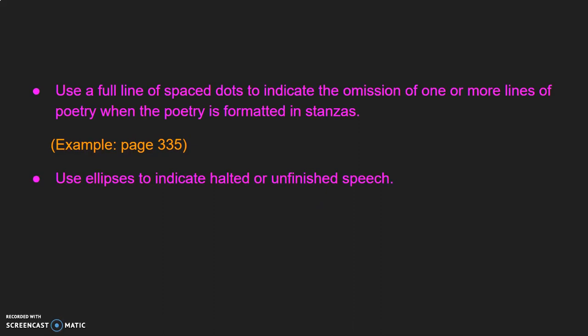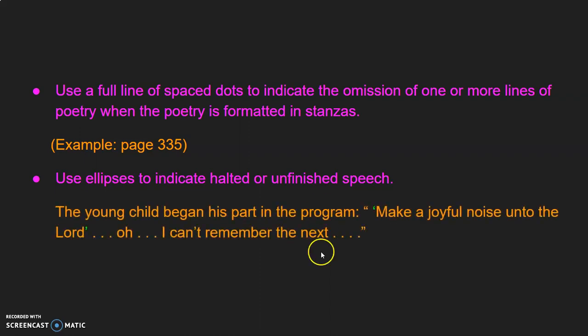Use ellipsis to indicate halted or unfinished speech. So here's an example of that. The young child began his part in the program. Make a joyful noise unto the Lord. Oh, I can't remember the next... And that's what you would do, especially if you were doing a narrative or story. You would possibly need to show that somebody is faltering in his speech, pausing, and then maybe somebody's trailing off and not finishing his sentence.